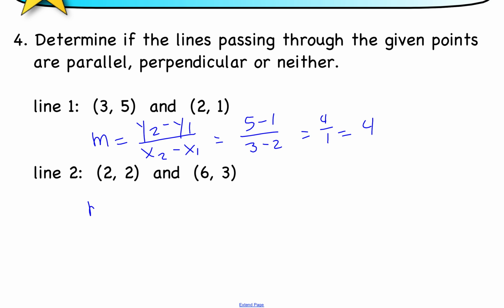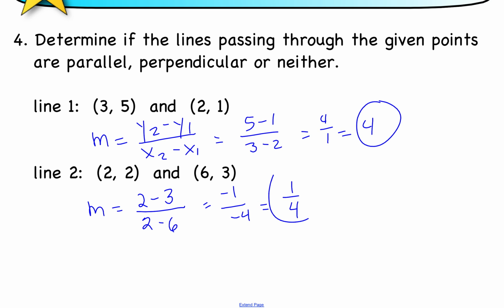The second one here, the slope of this line is 2 minus 6. Whoops, I messed that up. Hang on. Fortunately, I realized that before I finished. So this one will be 2 minus 3. How about that? The y minus y divided by 2 minus 6. That gives us a negative 1 over negative 4, which is a positive 1/4. So again, slope 1, slope 2. They're reciprocals, but they're not opposite reciprocals. This is a neither. Okay?